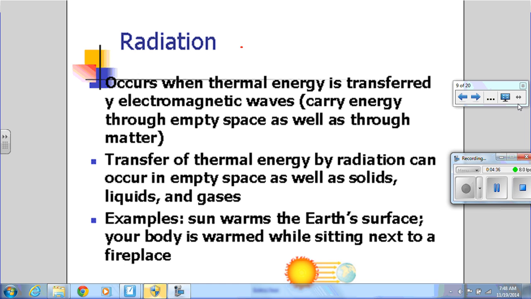Another good example of radiation is if you were to hold your hand above a light bulb or a lamp, you may notice that your hand will start to get very warm. Well, that's because of radiation. You don't even have to touch it. Your hand doesn't even have to be extremely close to it, but that heat will eventually get to your hand because the electromagnetic waves are carrying that thermal energy.